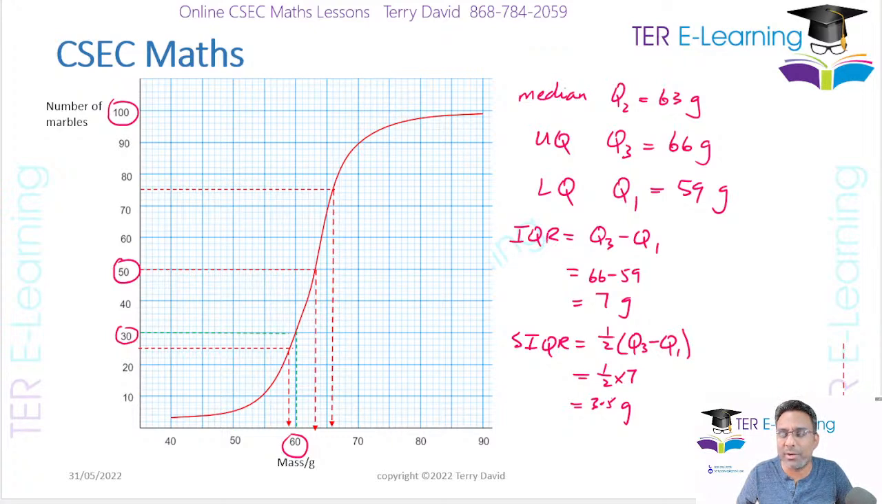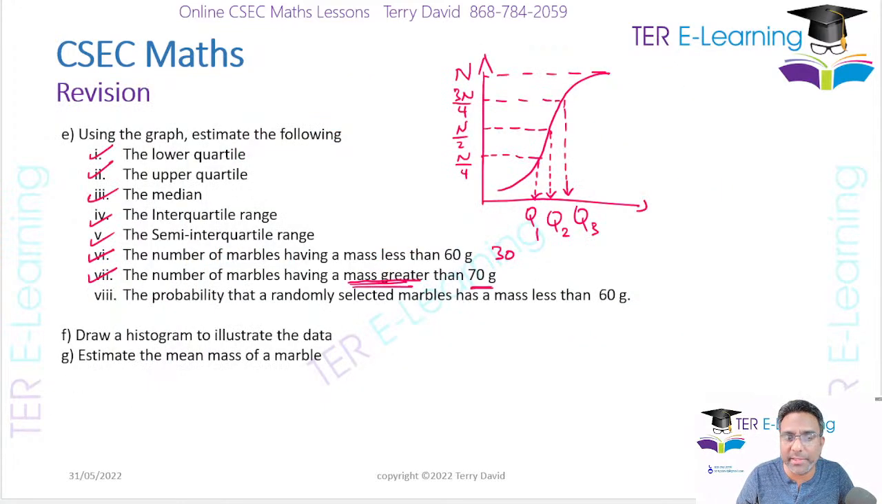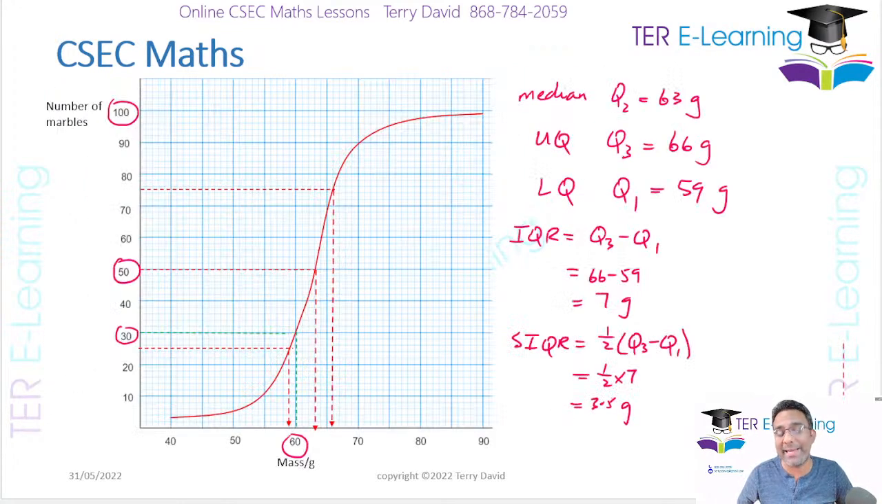So some of you all got caught on the question. How many marbles had a mass greater than 70 grams? You see, when it comes to greater than, you all need to be very careful with those kinds of questions. I've seen some people telling me 10, some people telling me 90, and I've seen some other answers as well. So let's see.